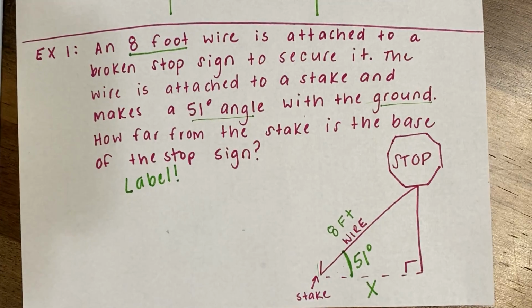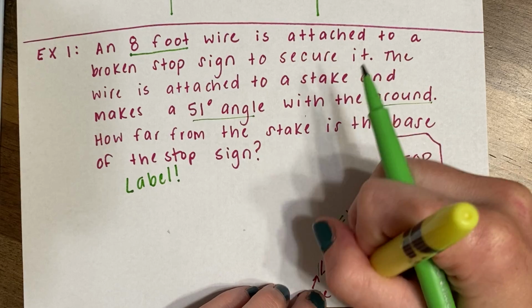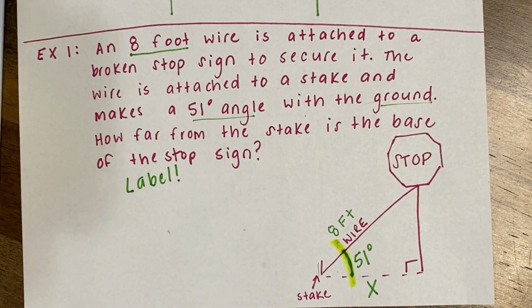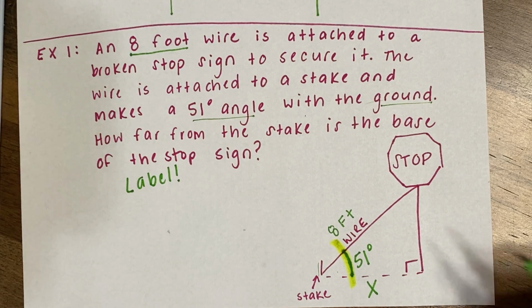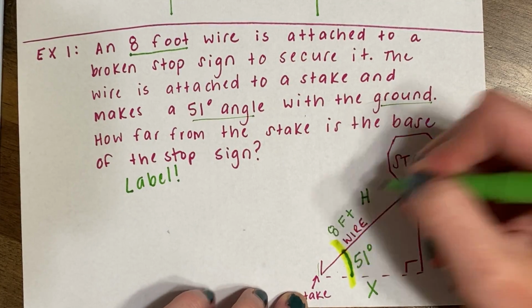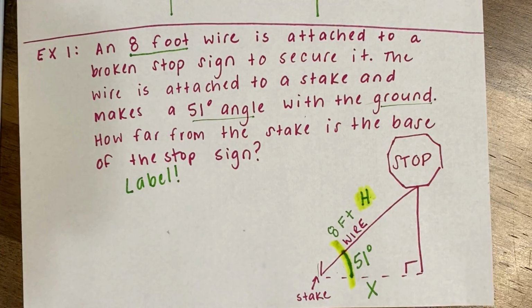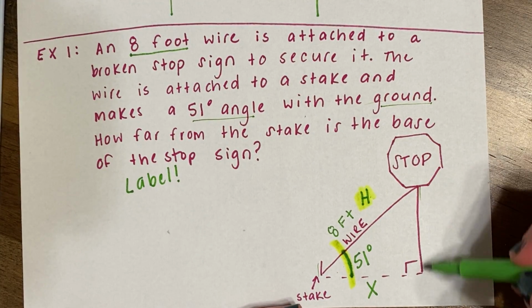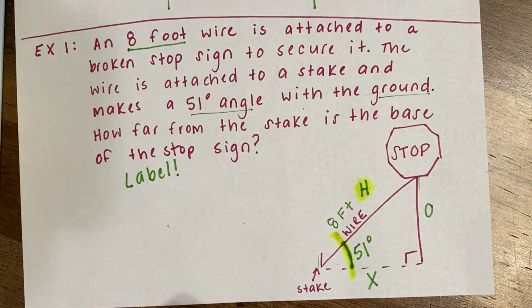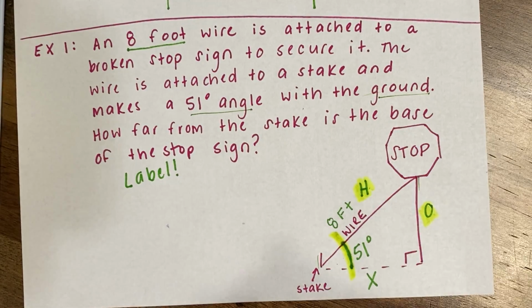So clearly my reference angle is 51 degrees, okay? And then my hypotenuse, the longest side of that triangle, is 8 feet. That's the length of the wire. The opposite side is the length of the stop sign here. And then my adjacent side to 51 degrees is X.